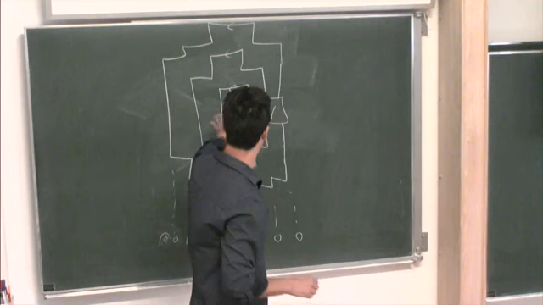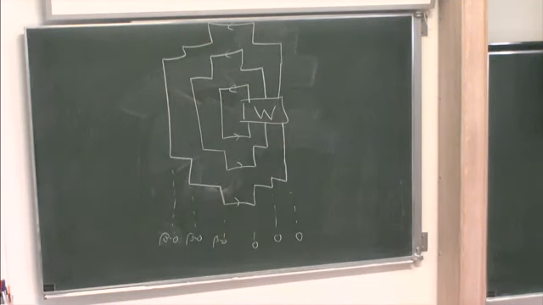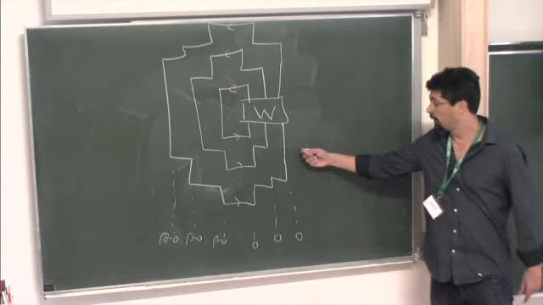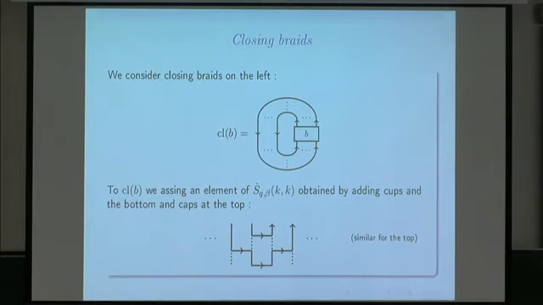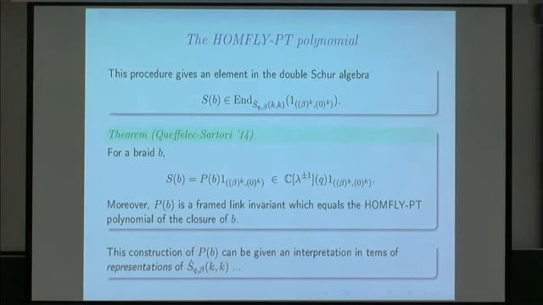Okay, then we get a linear combination of these elements, and each of these elements is an element of the double Schur algebra. Then you take a linear combination of all these guys. So this gives an element called S of B, which lives in the double Schur algebra. And what Oelis and Antonio proved is that this element is a multiple of the identity.